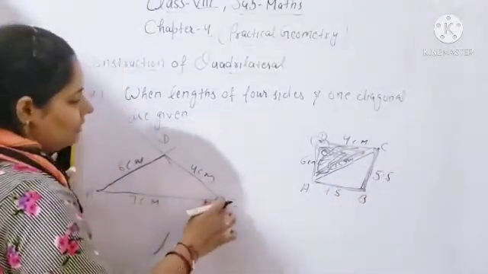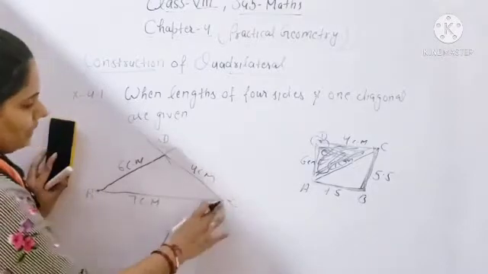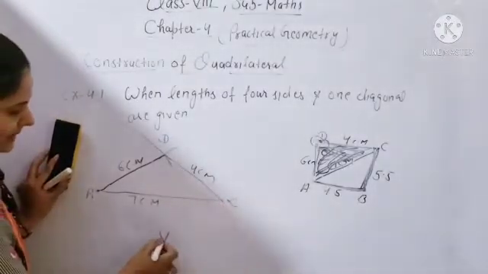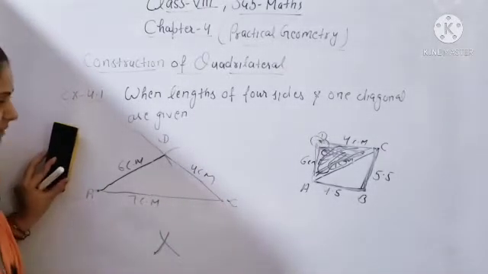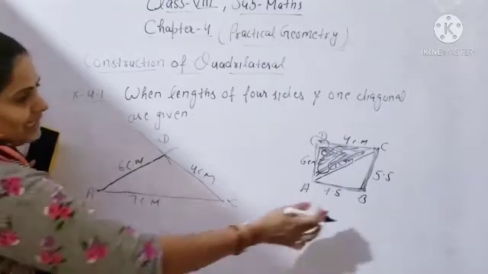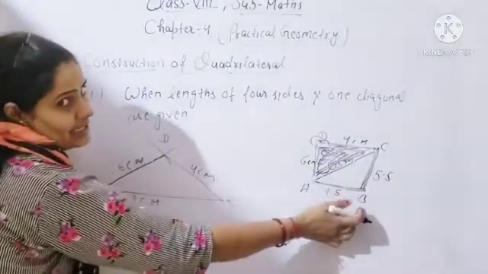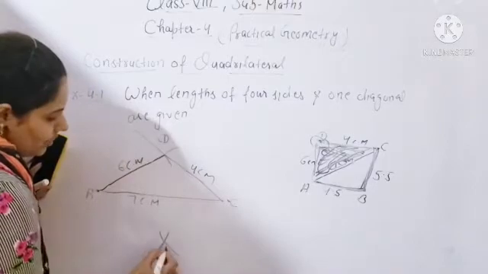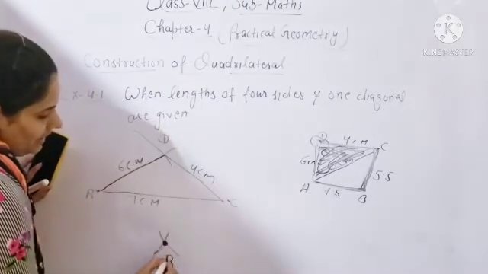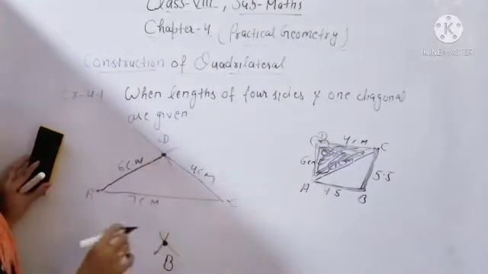So same like that you will draw the arc at point C. Open it at 5.5 centimeter and draw the arc like that. Clear? After that what will you do? The intersecting point of both the line segments is B. So you will give the name, this one is point B. Clear? This one point is point B.